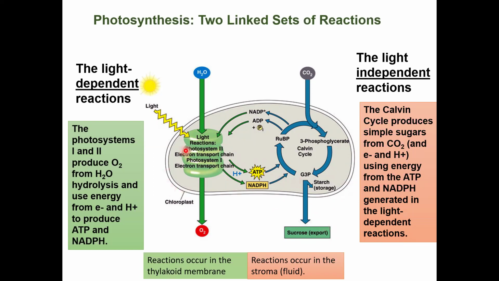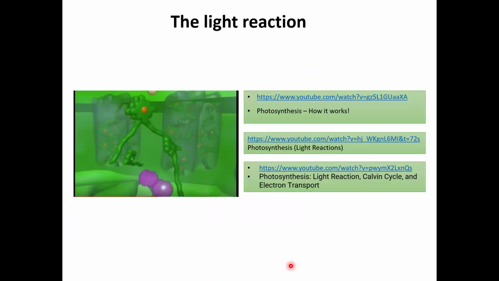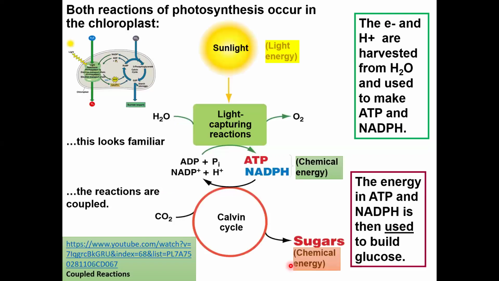Now, the light-dependent reactions occur in the thylakoid membrane itself, and the light-independent ones occur in the stroma itself. And these are just some videos that go more in depth if you want to take a look at these reactions. So check them out. That way it gets a bit less confusing, if it is confusing.